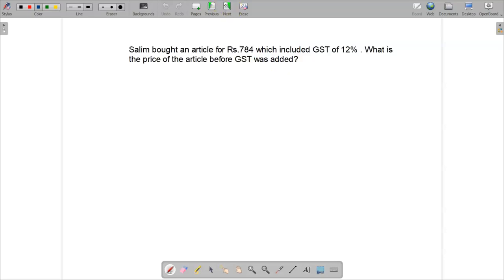The question is: Salim bought an article for rupees 784, which included GST of 12%. What is the price of the article before GST was added? It is similar to the previous problem.